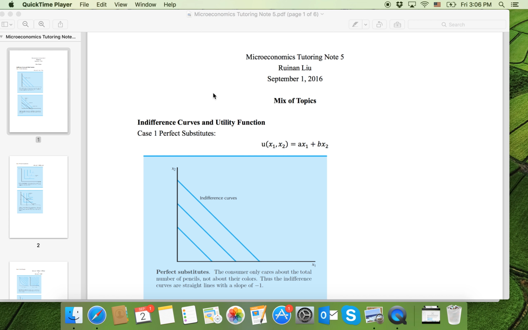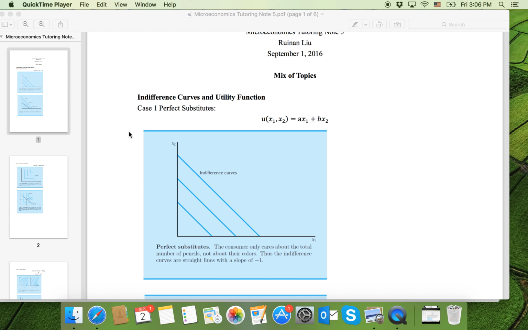So let's begin. The first case I show you here is the perfect substitute. One example of a perfect substitute would be, for example, good 2 is Coke and good 1 is Pepsi. Let's assume that the consumer does not have any preference over taste or packaging or anything like that. Basically, Coke and Pepsi mean the same thing to the consumer. And in that case, the indifference curve is not a convex curve, but rather is a 45-degree line.